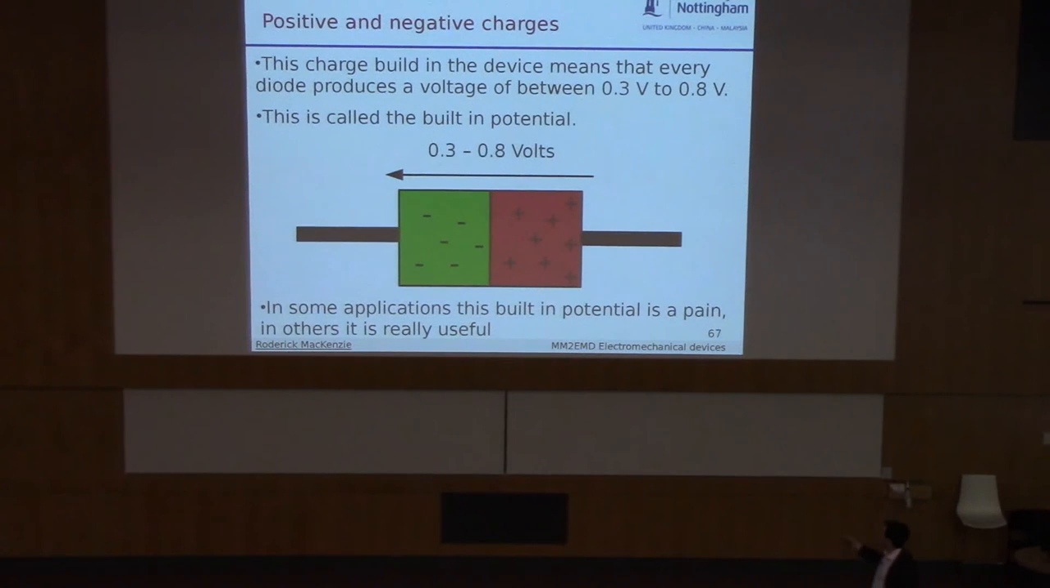I'm just going to tell you that because you've got this built-in charge in your diode, it's full of charge effectively, it's going to have a voltage drop over it. When you pick up a diode, because it's got this charge in it, it's going to have a voltage over it of about 0.6 volts always, because of just the internal structure. It's a very important fact about diodes.